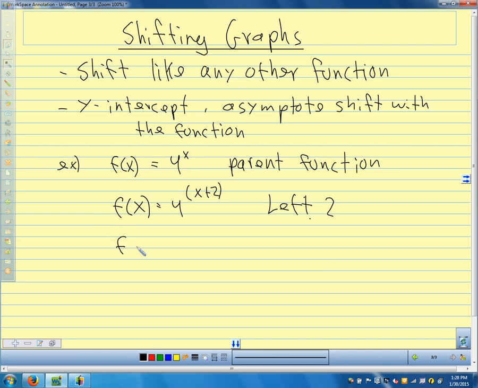How about f of x equals 4 to the x plus 2 minus 3? So what's that going to do to our function? Left 2, down 3. So for this one, our horizontal asymptote would shift down 3, and then our intercept would shift left 2 and down 3 along with the function.